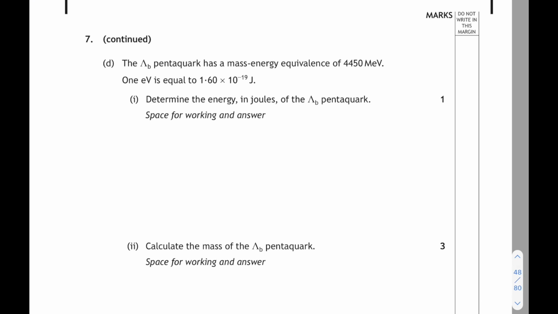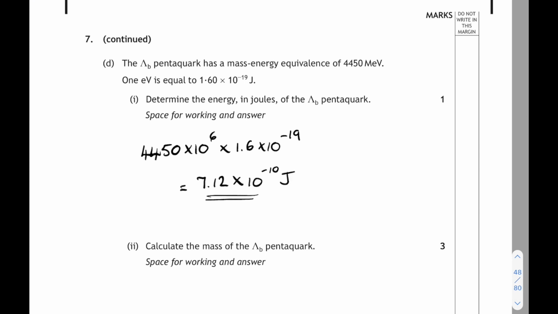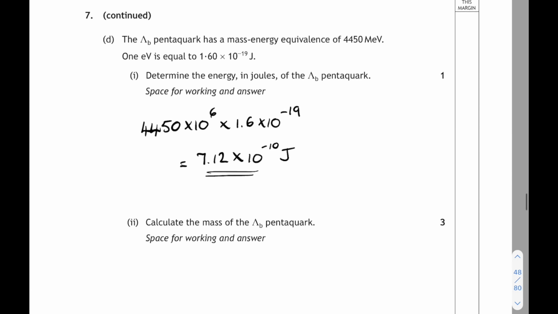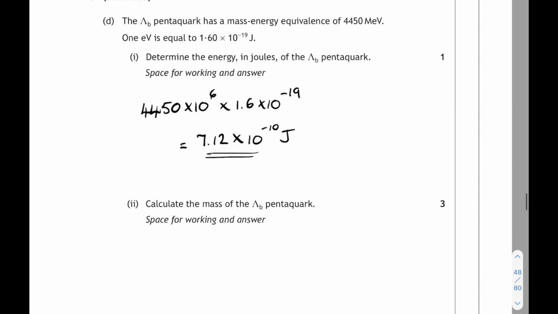And we've to determine the energy in joules of the lambda b pentaquark. So all we have to do is take the 4,450 mega electron volts, so don't forget the times 10 to the power of 6, and multiply that by 1.6 times 10 to the minus 19, and that will give us the energy in joules. It's a tiny wee number, 7.12 times 10 to the minus 10 joules.